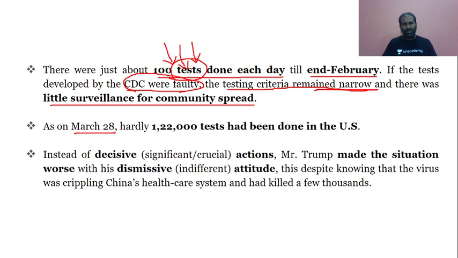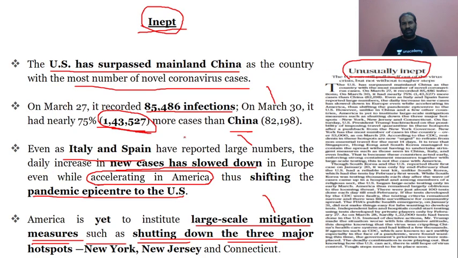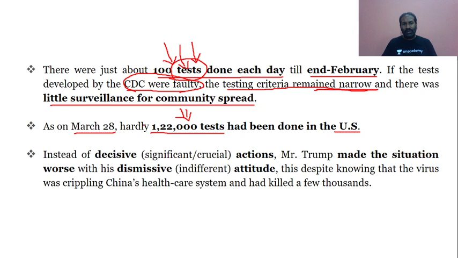And as on March 28, 122,000 tests have been done in US, and this is comparatively very less. The number of tests, we are talking about 122,000 tests. 143,527 are the ones who are infected in US. The ones who are infected are 143,527, and the tests are 122,000. This is what is very important. That means the tests have to be taken very seriously.